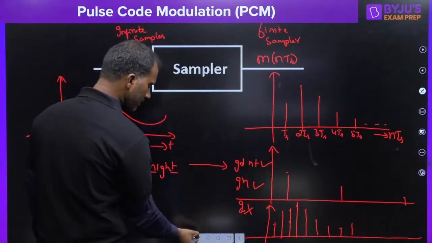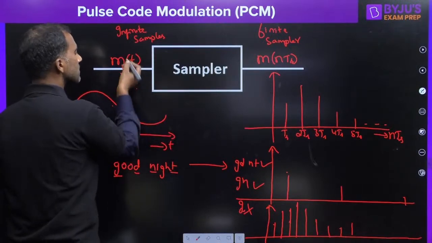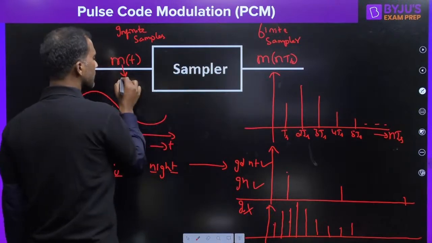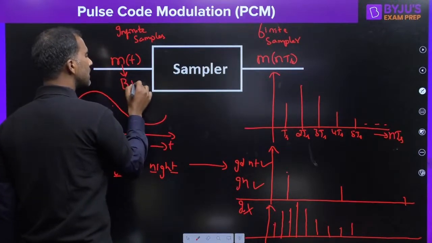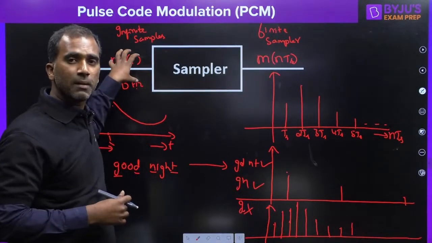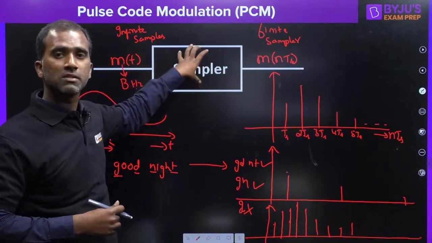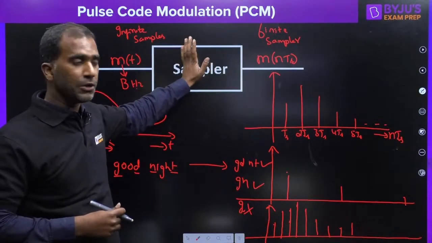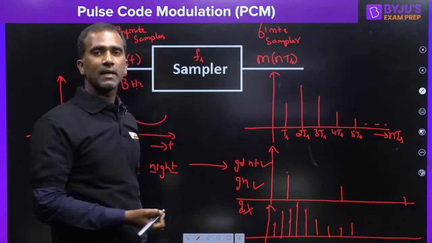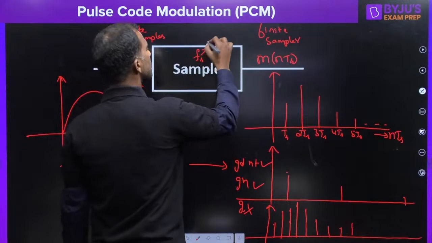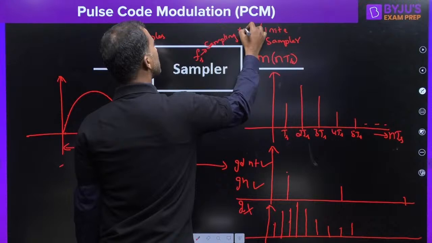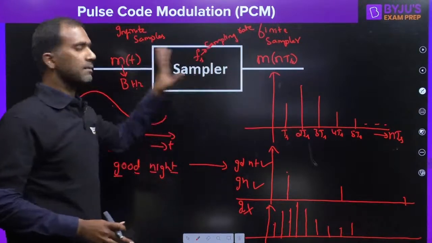For a message signal m(t), there is one parameter that is important while sampling, and that is bandwidth. Let me say the bandwidth of the signal is B hertz. Bandwidth is the parameter that decides how many samples we should collect, or the sampling rate we should use. The only parameter that is important in the sampler is fs, the sampling rate. So sampling rate is a very important parameter in sampling.